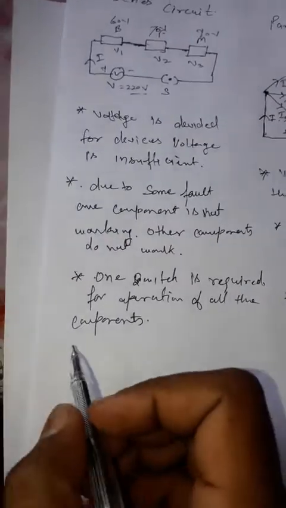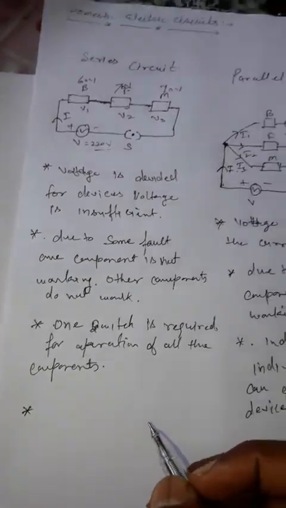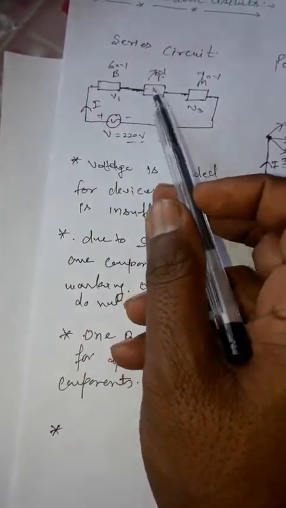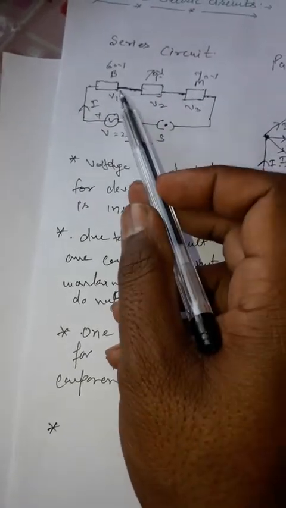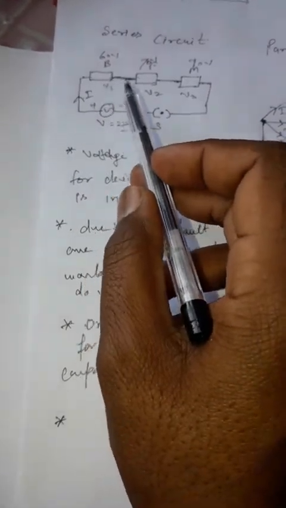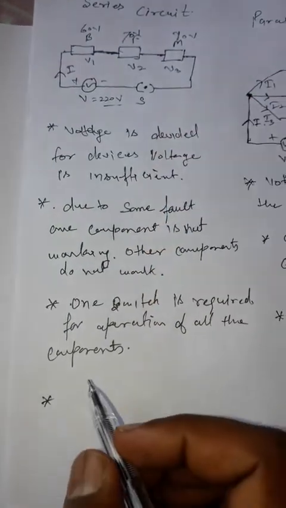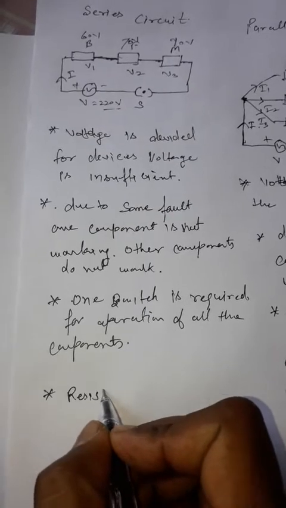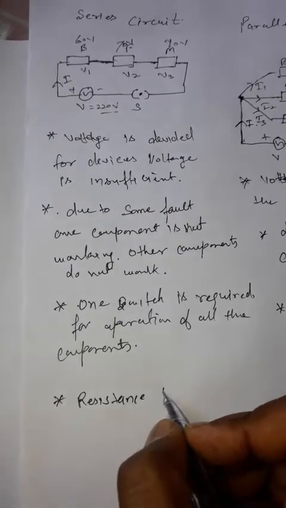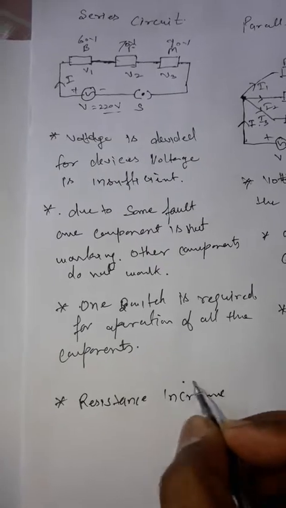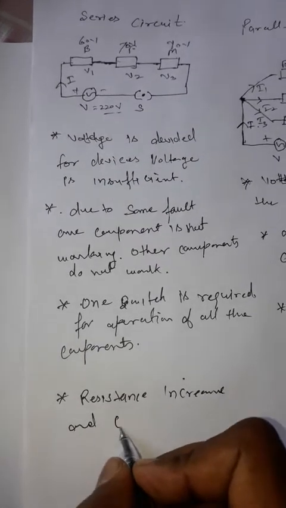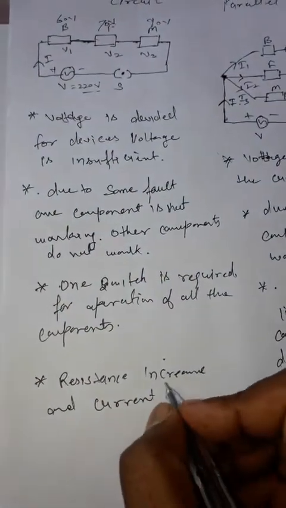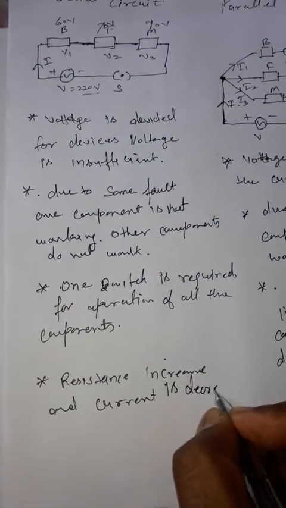The fourth one is that, in this case, as we know that the devices are in series, so their resistances are also connected in series, or we can say in case of series circuit the resistance increases because in series resistances are added up. So we can say in this circuit resistance increases, and hence the current through the circuit, that is this current I, decreases.